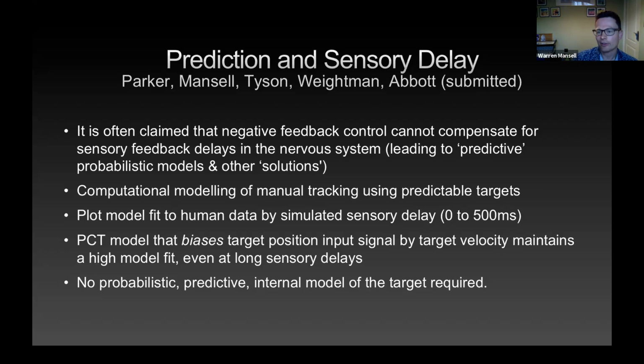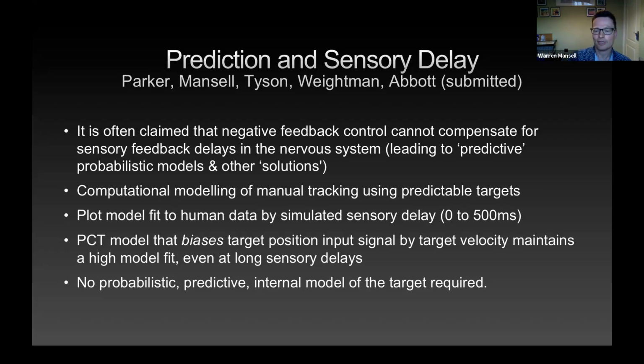However, if the model has its perception of position biased by its current perception of the velocity, i.e. it will perceive the target to be a bit ahead of where it is as a factor of how fast it's moving, and it uses that biased perception of position to control, then it makes a much more accurate match to the human data when we optimize these models.